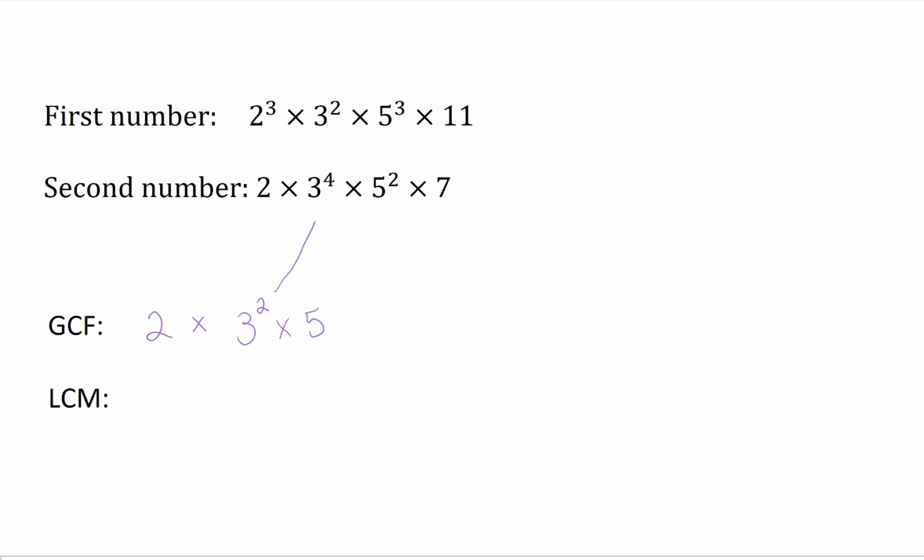Now, how about the 5? Should be 5 squared, right? Because 5 squared will divide into 5 squared, and it will divide into 5 to the 3rd. We don't want the 11 or 7 because the 11 is not going to divide into both numbers since the second number doesn't have an 11. And then the 7 won't divide into that first number because that first number doesn't have a 7 as part of its makeup. So it won't divide into it. So that's our GCF.